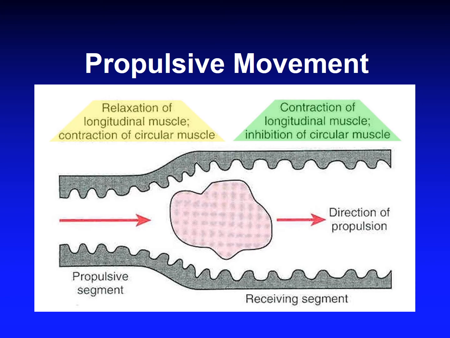So again, we have a propulsive segment and we have a receiving segment. The propulsive segment actions must be the complete opposite of the receiving segment actions. The propulsive segment will have contraction of the circular and relaxation of the longitudinal, whereas the receiving segment will have contraction of the longitudinal and relaxation of the circular.